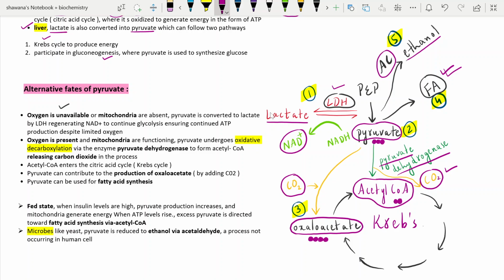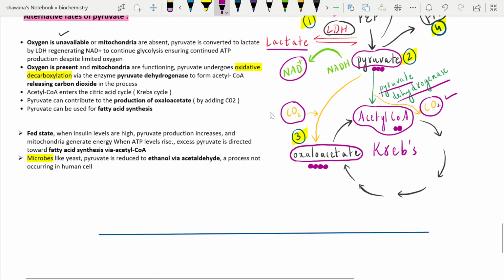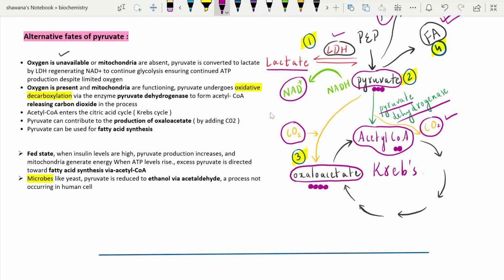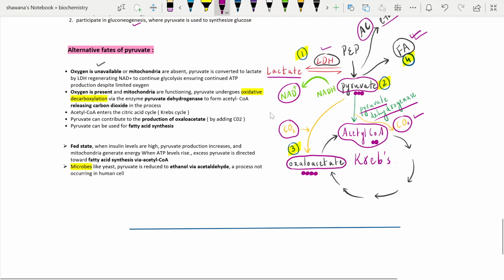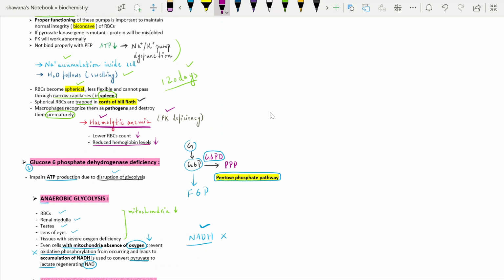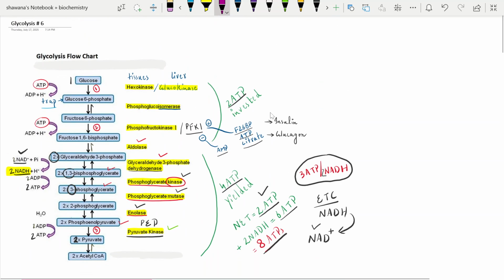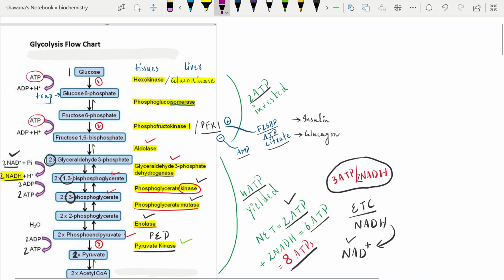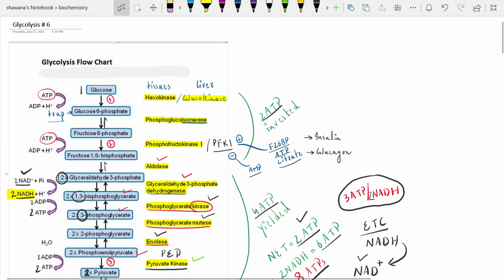These are alternative fates. Any of them can happen according to the body's need and depending on the situation of our body. So this was for today. I hope you understand the lecture, and this was for all the glycolysis topics, and you can watch the previous lectures as well to clear your mind on the biochemical steps of glycolysis.